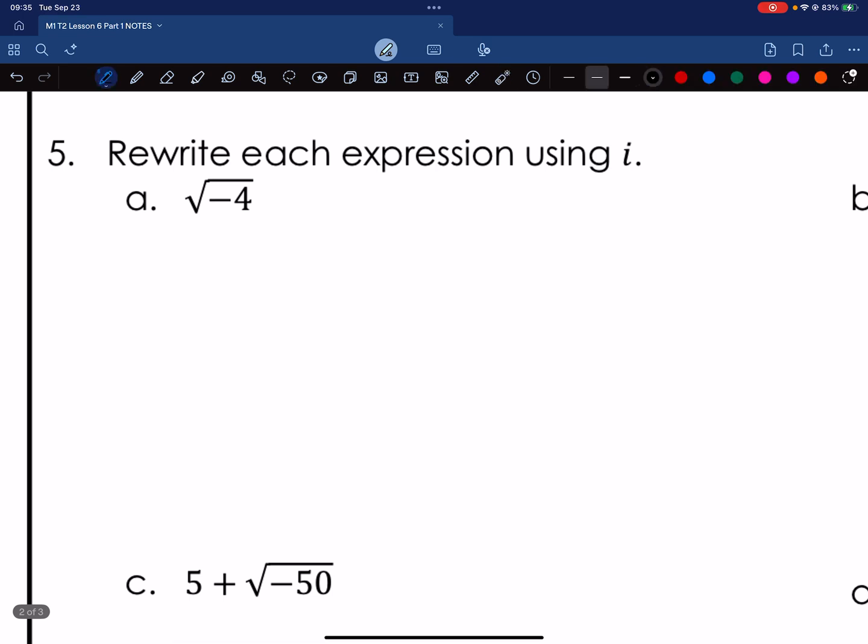So we're going to practice that here. Rewrite each expression using i. So we have the square root of negative 4. So what we would do is break this up into the square root of negative 1 times the square root of 4. Square root of negative 1 is i. Square root of 4 is 2. So this is equal to just 2i.